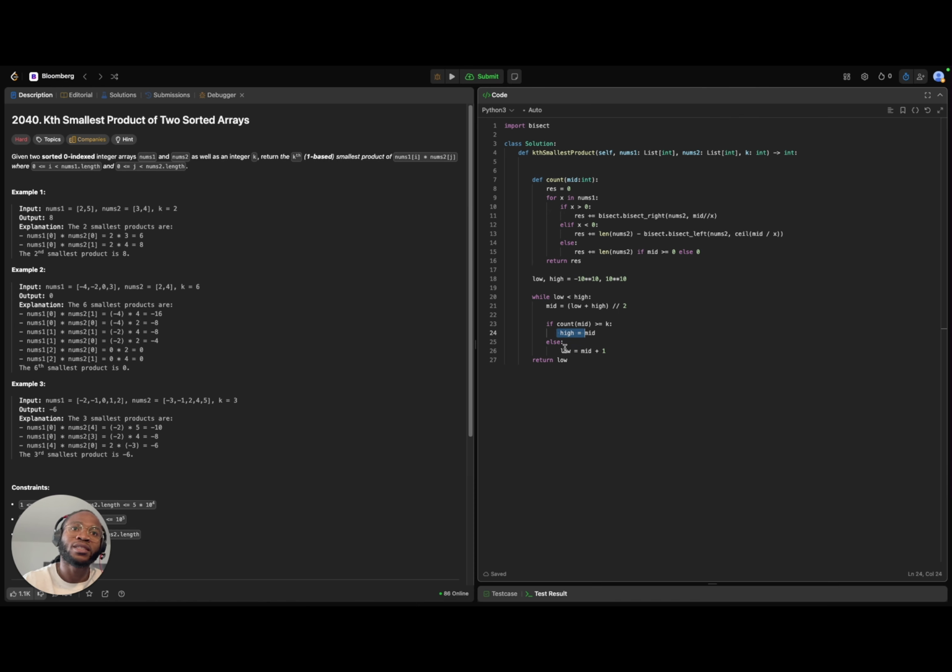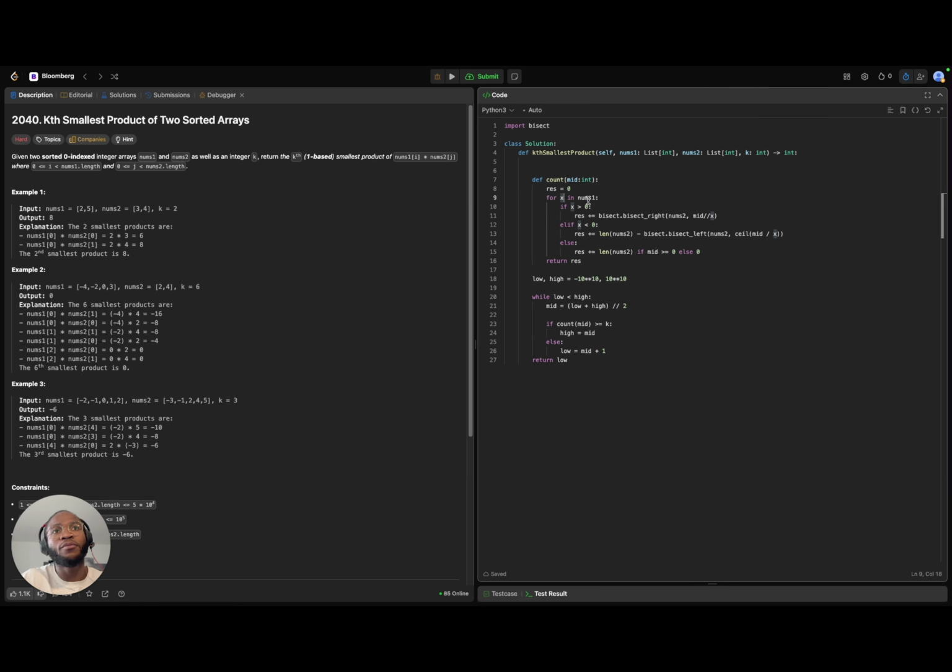Otherwise, we know that we're searching too low, and then we set our low to be mid plus 1. So let's look at the count, which is kind of the tricky part, right? Again, remember, we're trying to find every product of A multiplied by every product of B that is less than or equal to mid. And so we iterate starting from nums1.